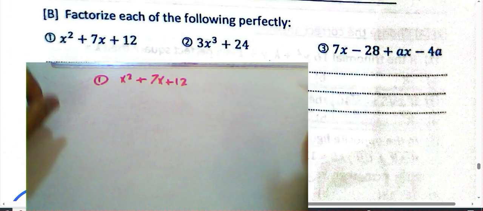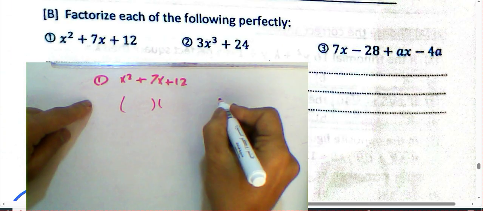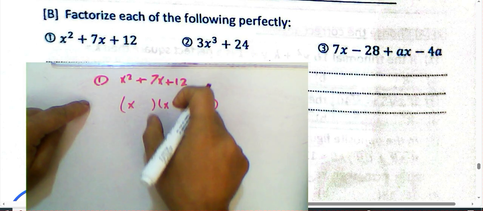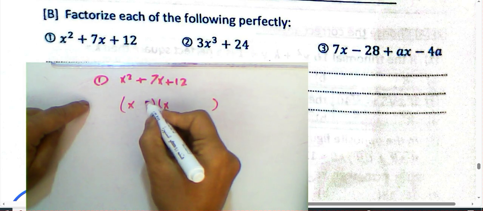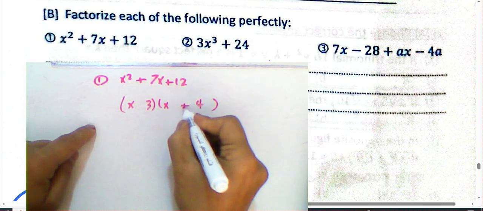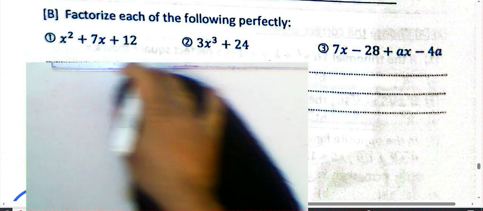Factorize each of the following perfectly. We can factorize the expression: x power 2 equals x times x. We want two numbers whose product equals 12 and whose sum equals 7. We can write 3 times 4. 3 times 4 equals 12 and their sum equals 7. Right here, positive and positive. Next question number 2.